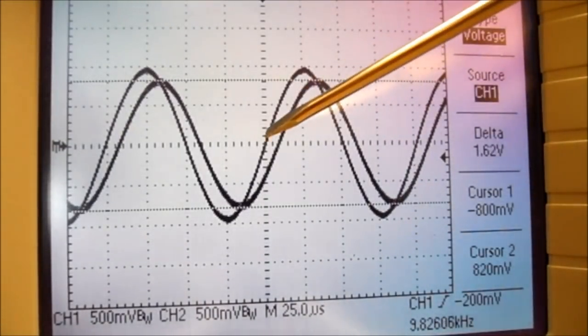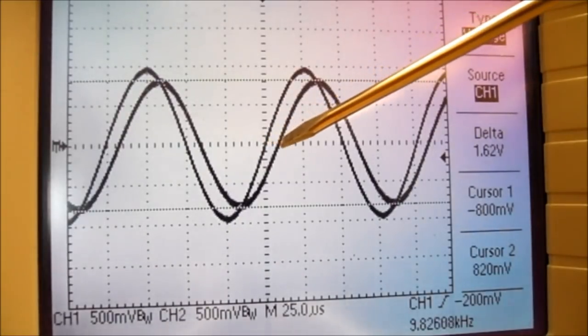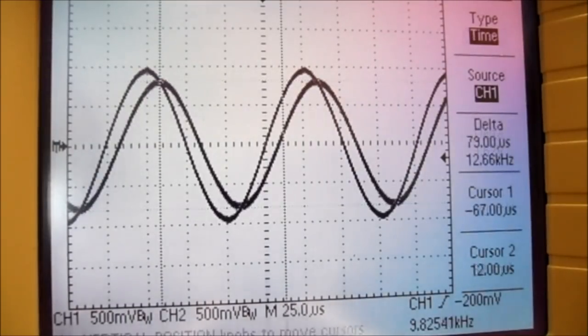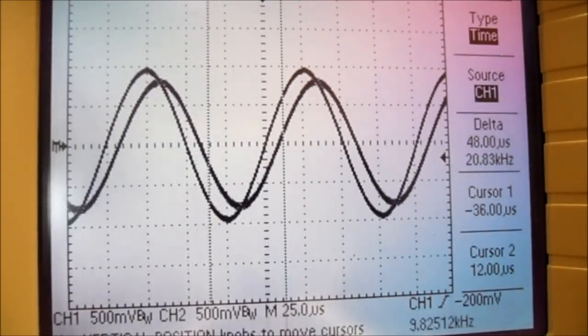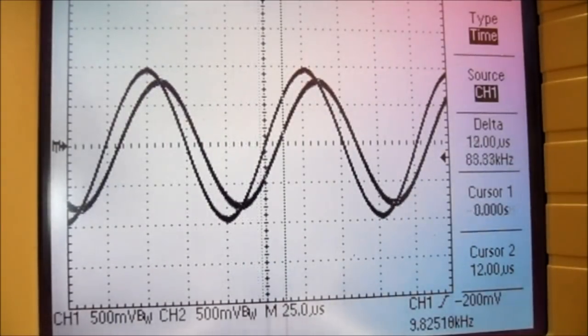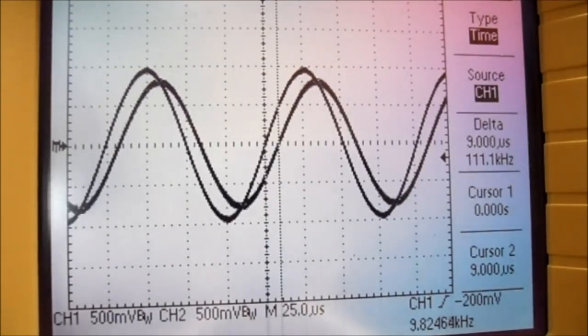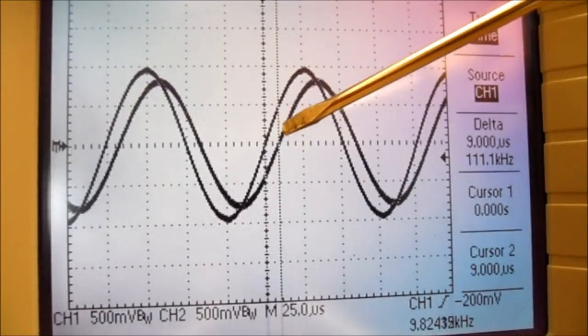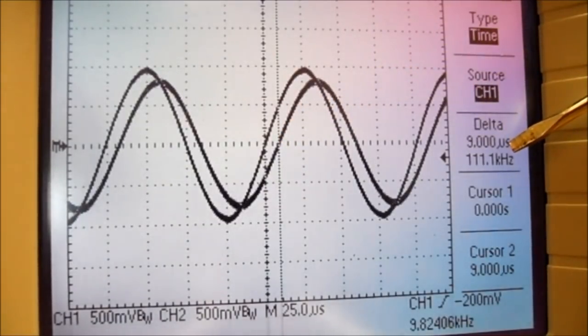Now to measure the phase angle, and you notice the phase angle comes after the main wave, so it's lagging, so it's going to be negative. I'm going to change my cursors to type time. I'm going to move the first one over to the 0 crossing line, and the second one I'm going to move over to where the math line, or the voltage across the resistor, crosses the 0 line. You can see I'm getting about 9 microseconds.